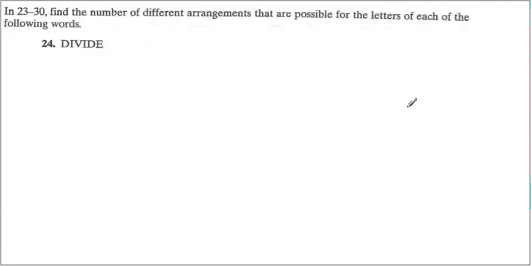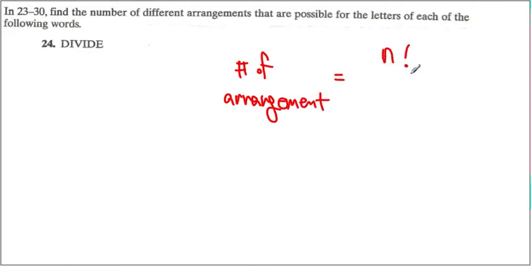Alright, let us move on to the next question. How many different arrangements are possible? So here, the number of arrangements can be calculated by n factorial, where n is the total number of letters, divided by r1 factorial, whatever number that's repeating, and then r2 factorial, whatever number of another letter that's repeating, so forth and so on.